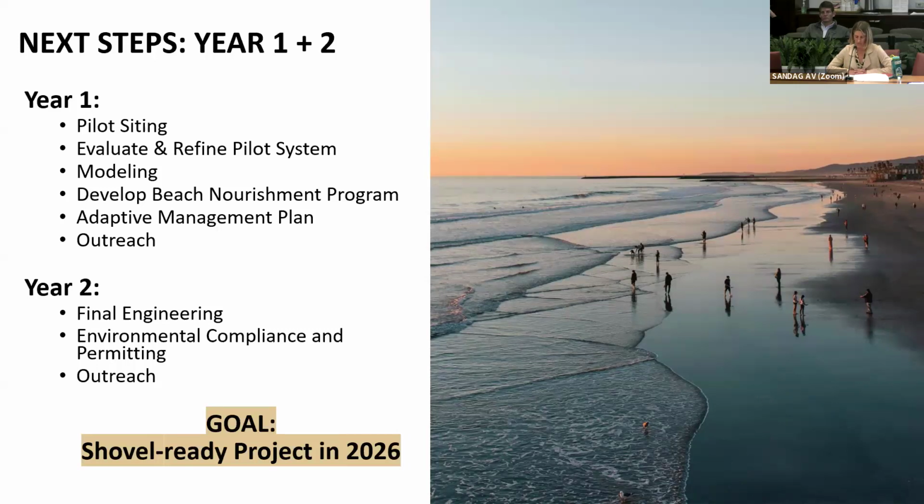And our goal is to arrive at a shovel-ready project by 2026. And with the actual construction following successful fundraising and also the completion of pre-construction baseline monitoring.